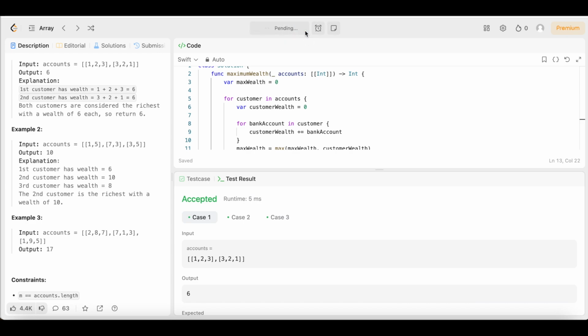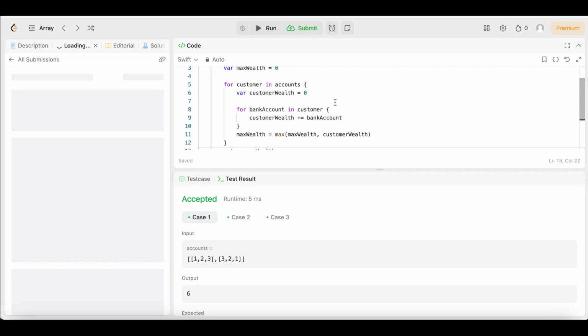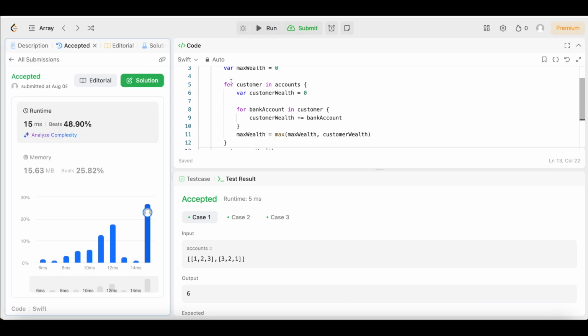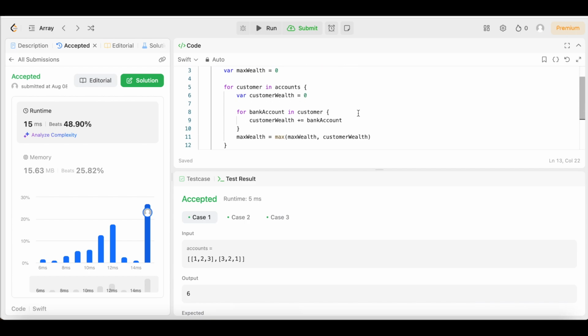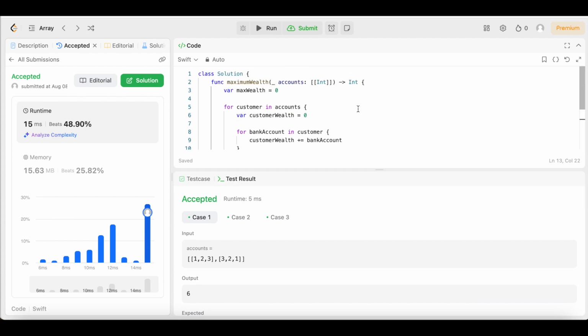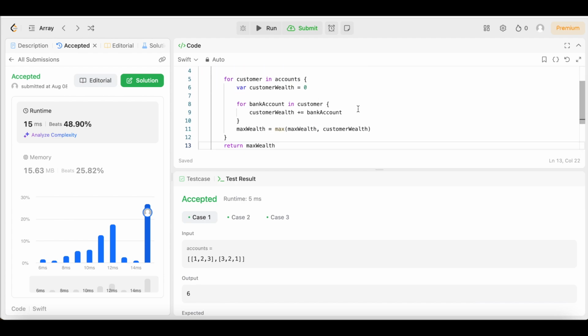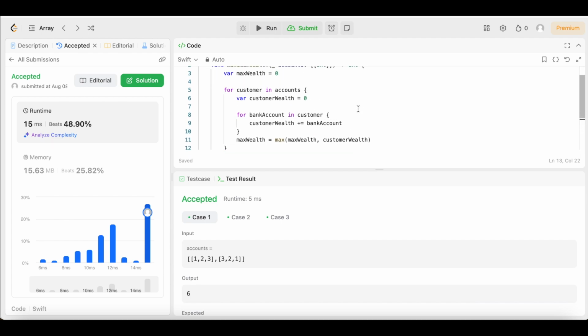This is the first code. Let's submit it and see how it runs after it's submitted to make sure it still works after we submit it. And there it is, guys. 15 milliseconds beats 48.90% of users with Swift, guys. Now that's what I'm talking about. And get one more look at it. I think this code right here is pretty easy to understand. That's why I wanted to include it in this video so you can understand what's going on.